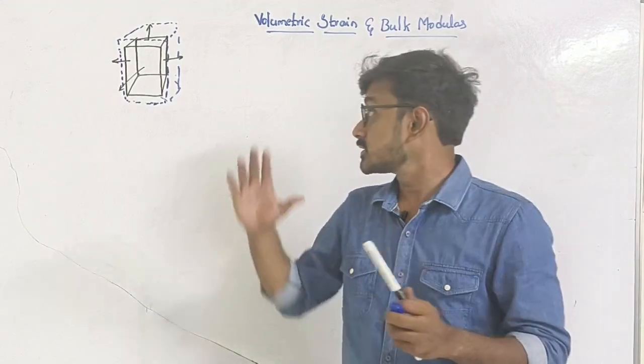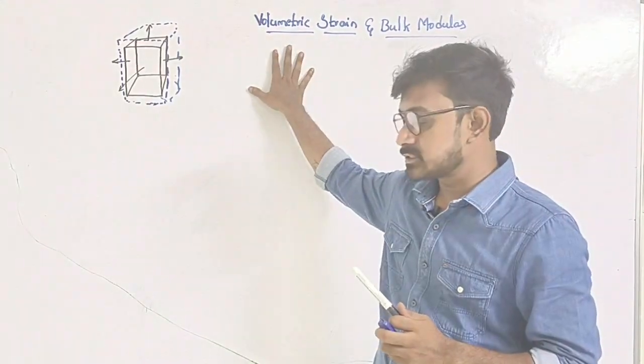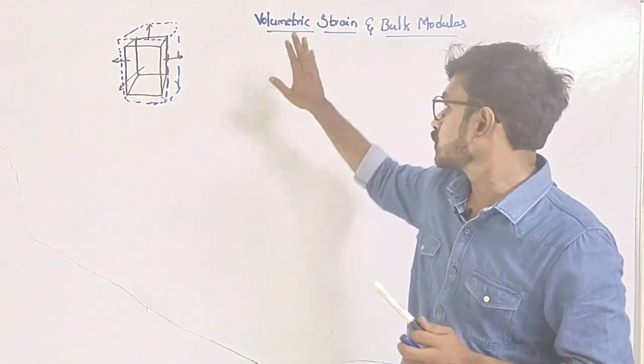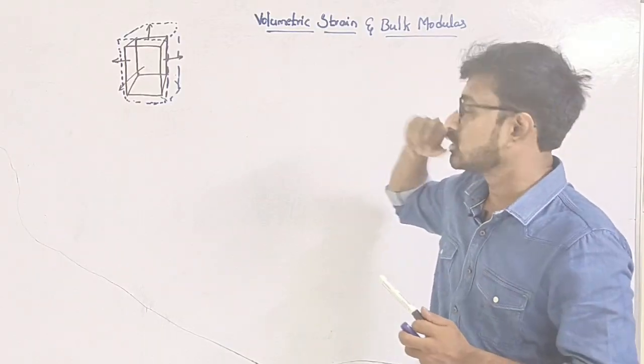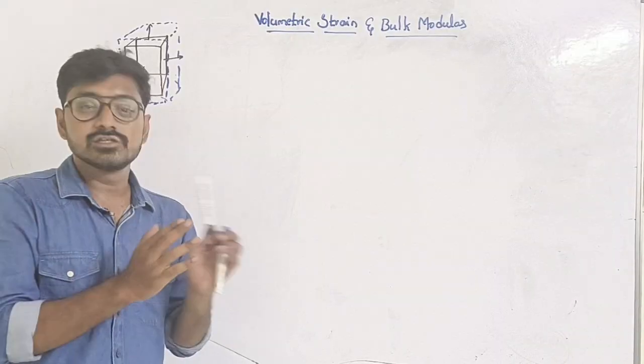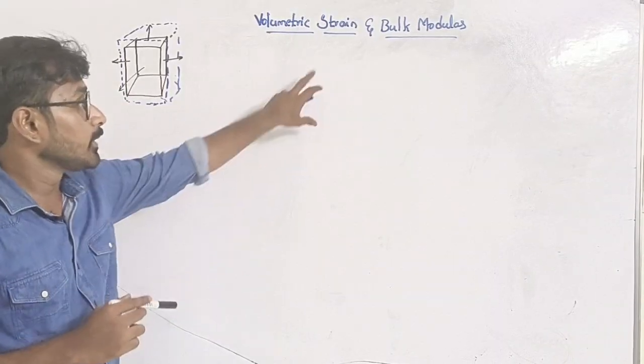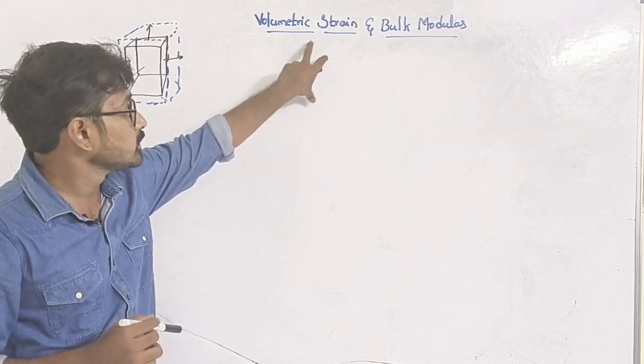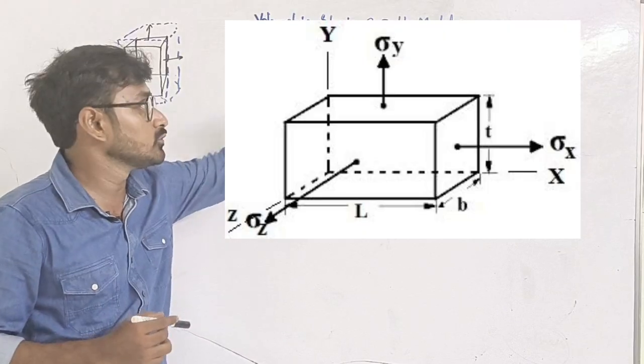In the last class, we discussed different elastic constants. So in today's class, we will discuss the volumetric strain and bulk modulus relationship, and how we will derive the relationship between volumetric strain and bulk modulus. First, we will see how to derive volumetric strain.